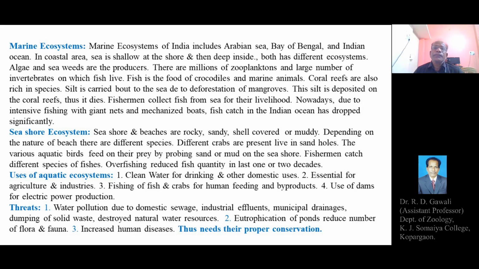Fishermen collect fish from the sea for their livelihood, catching or collecting fish from the seawater for human consumption or as a profession or as an earning source. So fishermen collect the fish from the sea water or marine ecosystem.